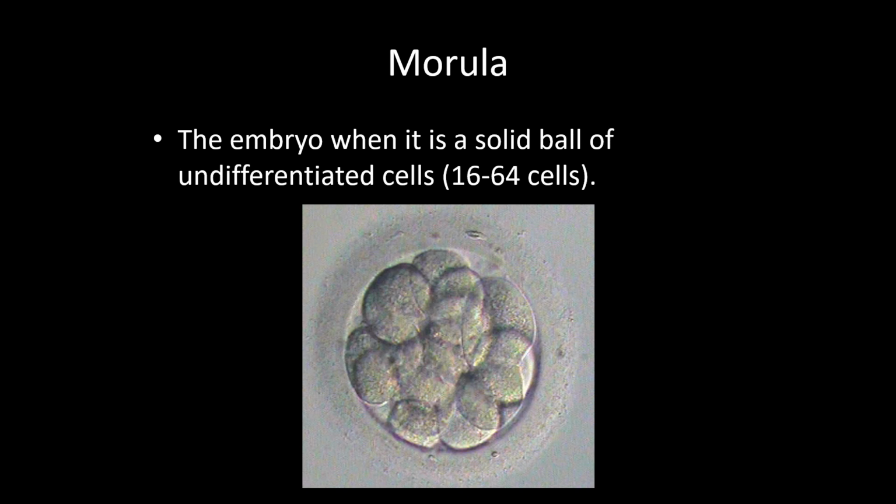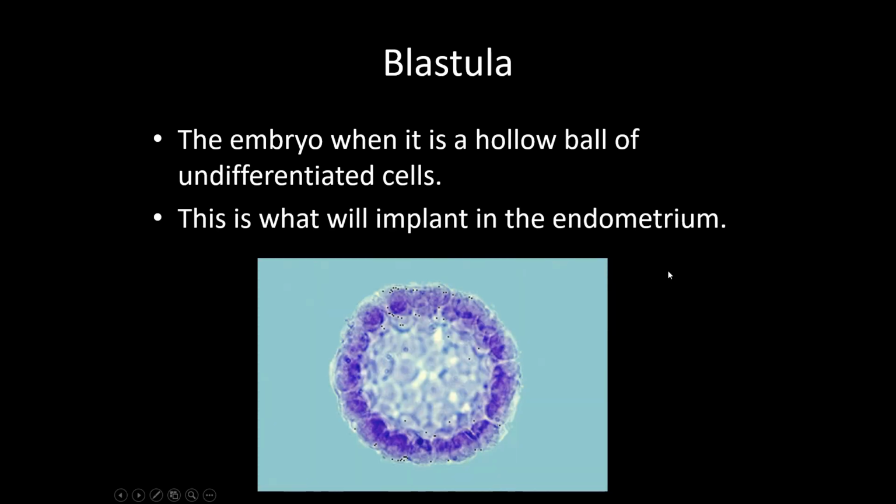If you really felt like you wanted to count the number of cells to figure out what you were at, it's somewhere between 16 to 64 cells. Blastula is a hollow ball of cells. It's more than 64 cells, and I don't know if anybody's counted how many there can be, because there can get to be hundreds, if not thousands, of cells in a blastula.